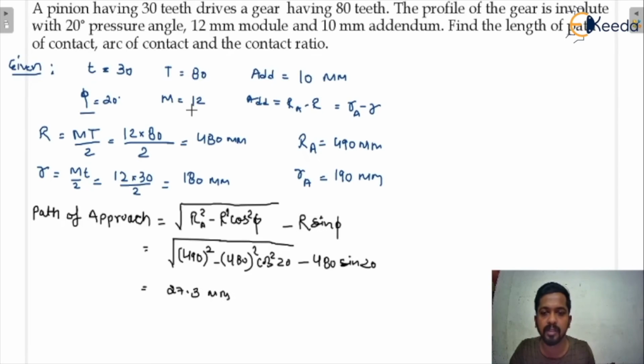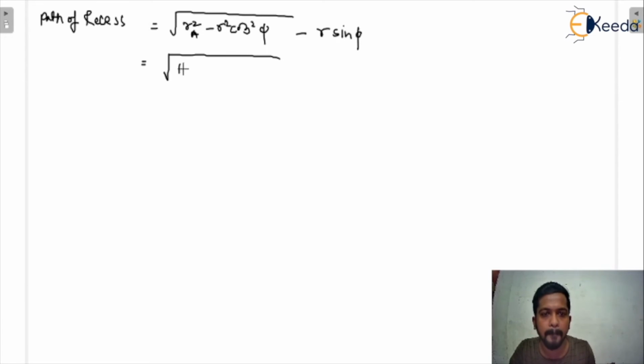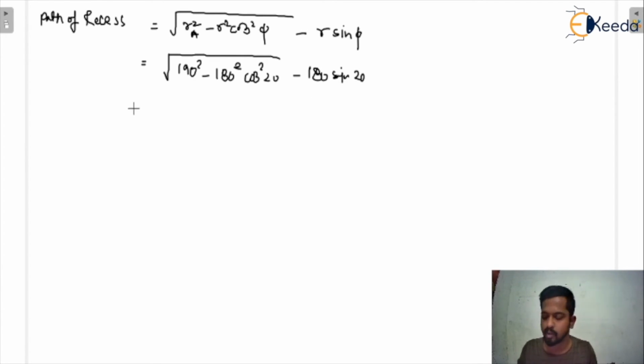That is r a means 190 square minus small r means 180 square cos square 20 degree, minus r, which is 180 sin 20 degree. So when you solve this value, you will get the value of path of recess. That would come out to be 25 mm. Just using a calculator you can calculate this, you will get 25 mm, don't worry.